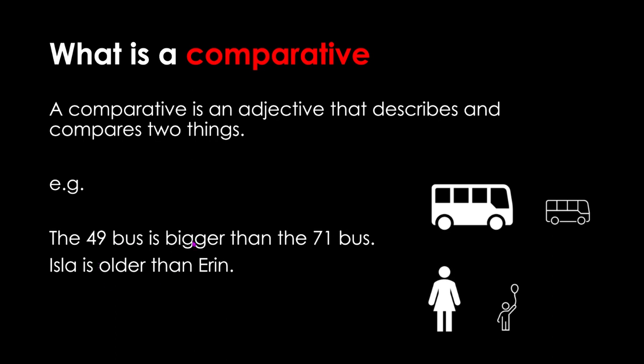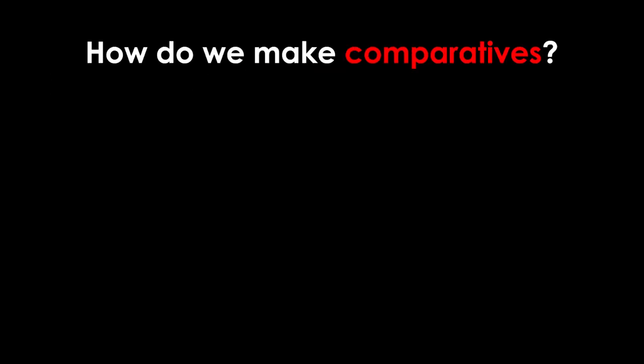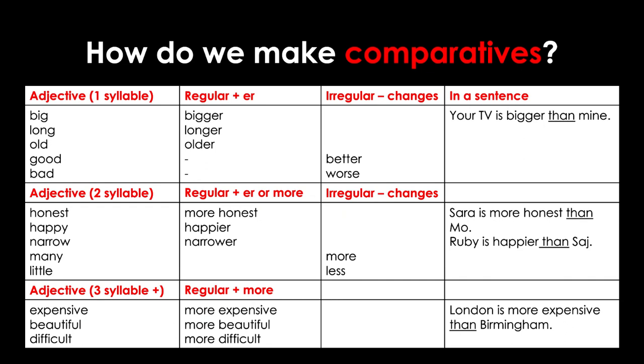So you can see that it is an adjective with an additional part of the word added on, or in some other cases we add an extra word as well. So how do we make these comparatives? How do we learn them? So you start with the adjective, and if the adjective has one syllable, then there is a system involved.